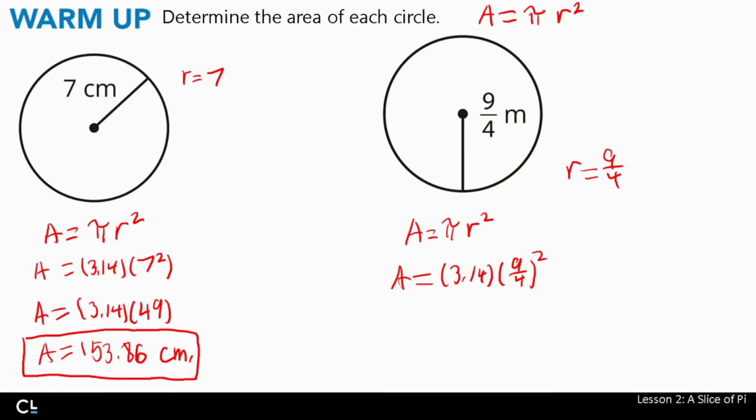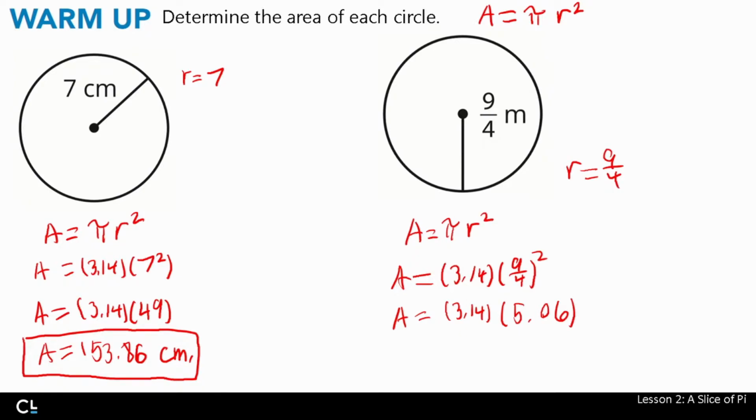So in our calculator, I'm going to put in 9. Oh, let me open up parenthesis first. Parenthesis, 9 divided by 4. And we want to square it. And we get 5.0625. We're going to round that to the second decimal. We'll get A equals 3.14 times 5.06.